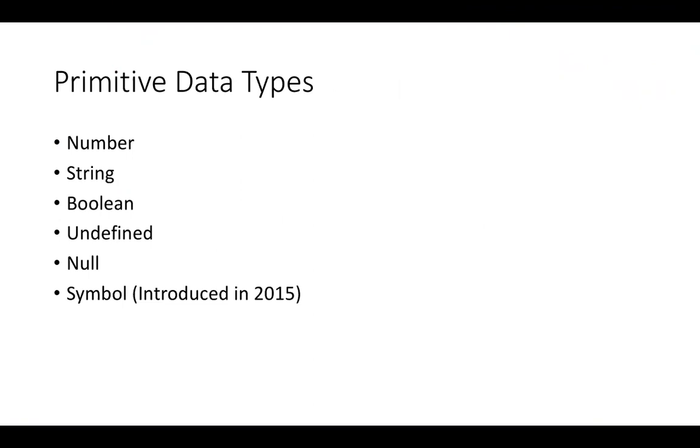So we are going to see what primitive data types are available in JavaScript. There are 6 primitive types: number, string, boolean, undefined, null, and symbol. This symbol was introduced in JavaScript 2015. I'm not going to cover symbol in this video. I will have a separate video on this later. Okay, let's start with number.